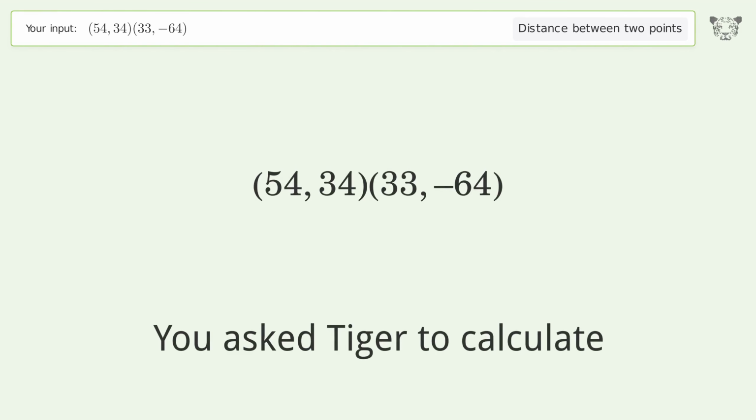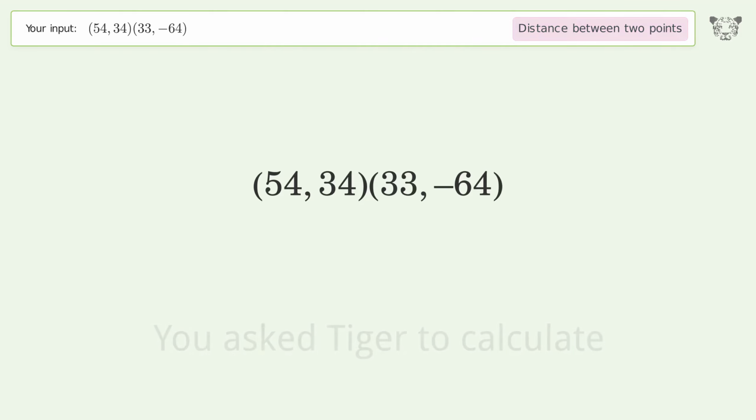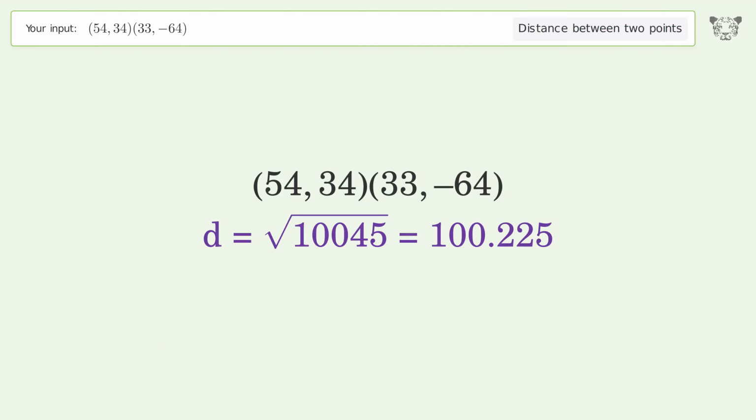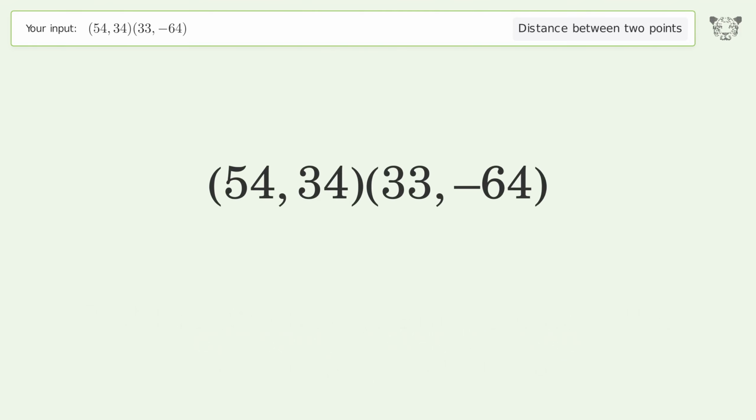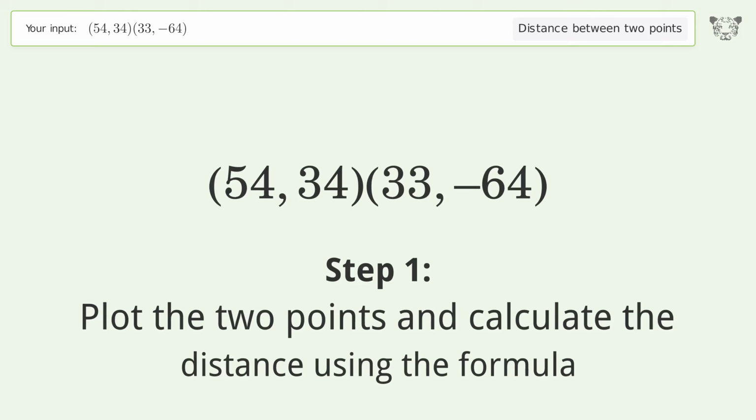You ask to calculate the distance between 2 points. The distance between the 2 points is the square root of 10,045 or 100.225. Let's solve it step by step. Plot the 2 points and calculate the distance using the formula.